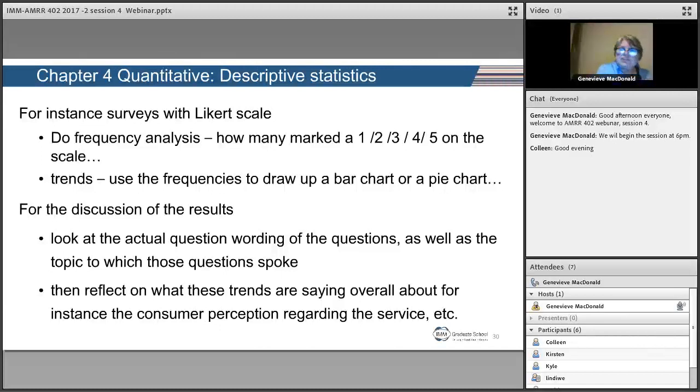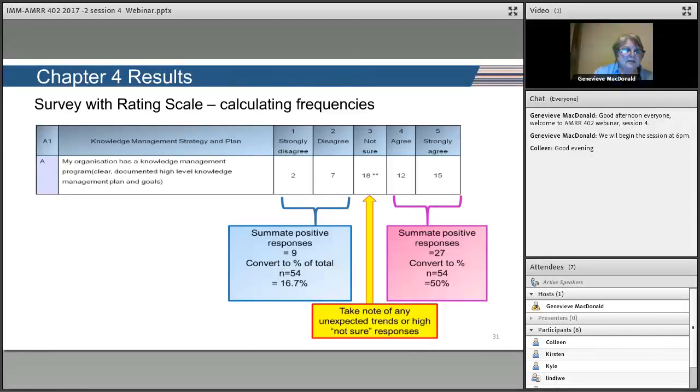And if you see a very funny spread, for instance, a lot of uncertainty or neutrals, you have to ask the question why. Why are people not positive or negative? Why are they sort of centered in the middle of that particular scale?